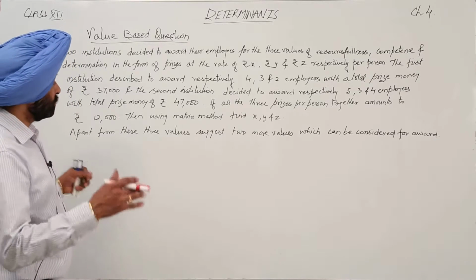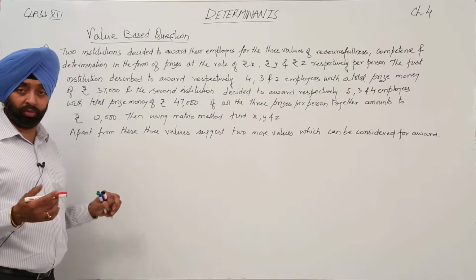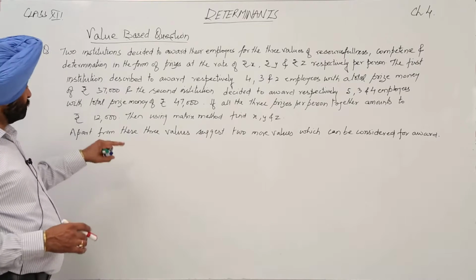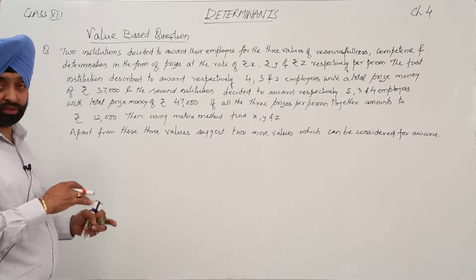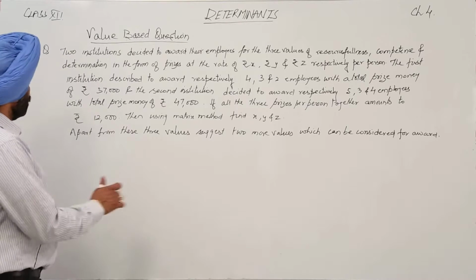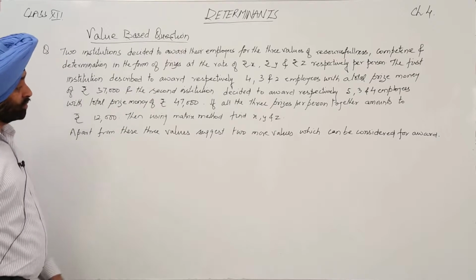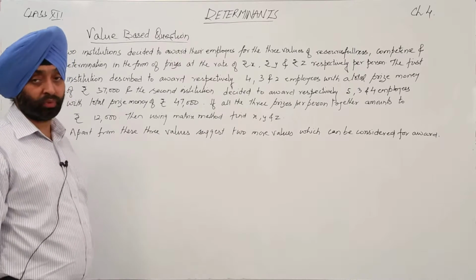So this is basically a word problem, and we are going to convert the word problem into linear equations and then solve it. Now apart from these values, suggest two more values which can be considered for award.